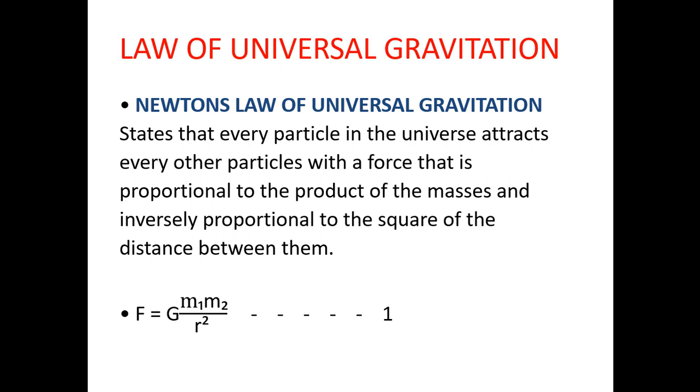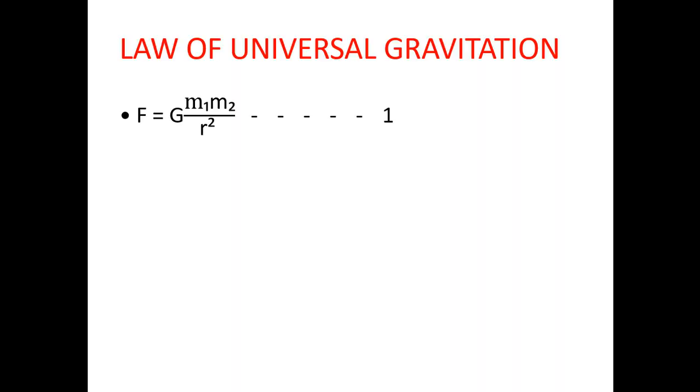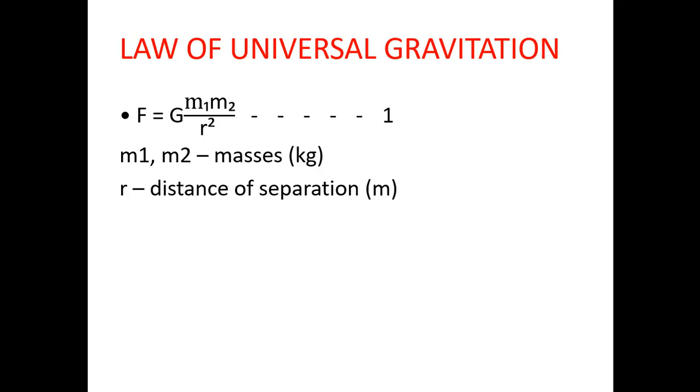F equals G m1 m2 all over r squared. So we have defined a mathematical equation here. m1 and m2 represent the masses, and the unit should be in kilogram. Then r is the distance of separation of the two masses, and the unit should be in meter. G is the gravitational constant, and the unit is Newton meter squared per kilogram squared.